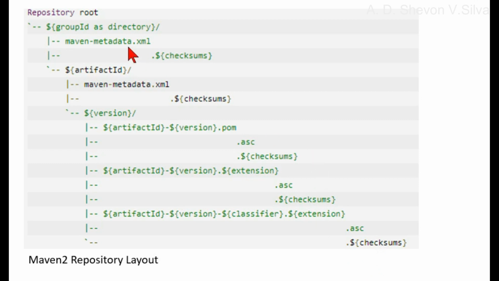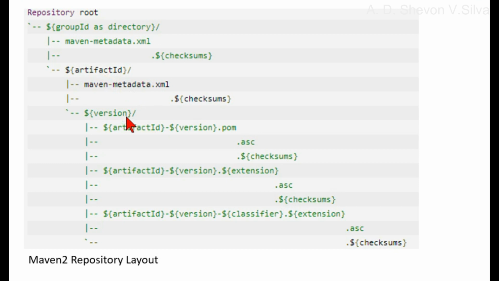Maven metadata.xml file format is defined in the Maven repository metadata module. The .asc file is optional, may be requested in some repositories like Central repository, and is a PGP detached signature file.